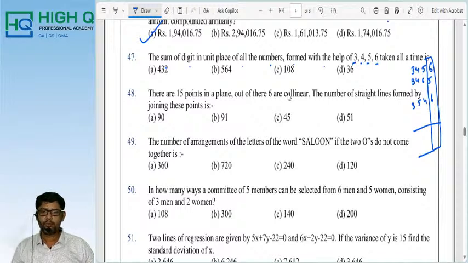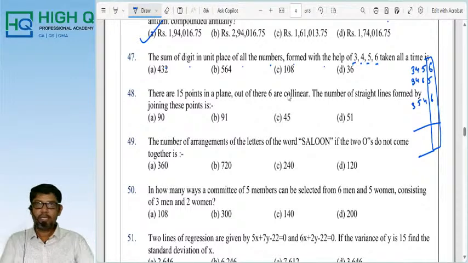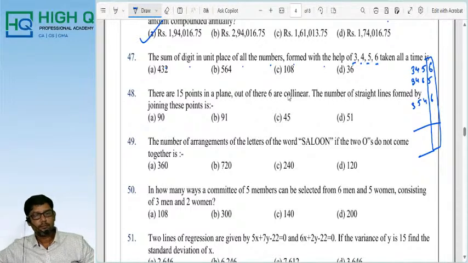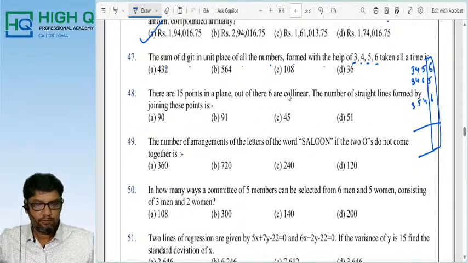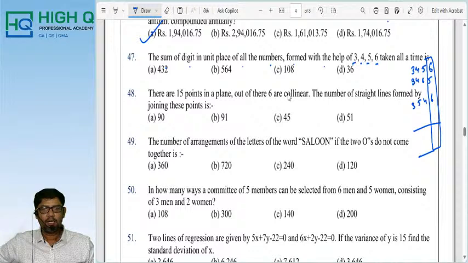But the question is what? The sum of the digit in the units place of all the numbers formed with the help of 3, 4, 5, 6. Only units place to be added. 564. How are you getting it?